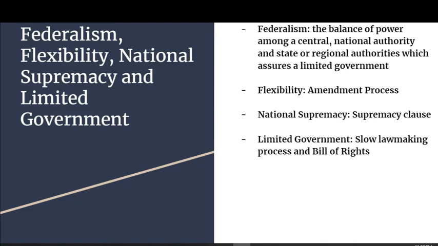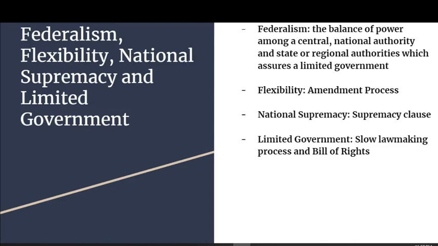And now we also have national supremacy, which is a supremacy clause also saying that, once again, in Article 6, the federal government's authority is the law of the land, and Congress cannot claim national supremacy on distinctly reserved powers.